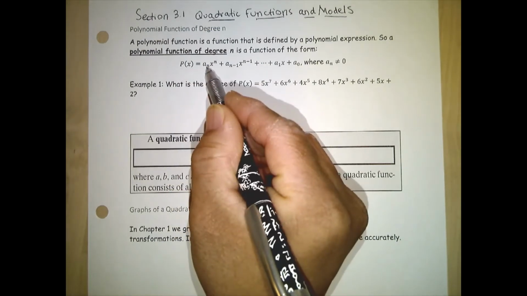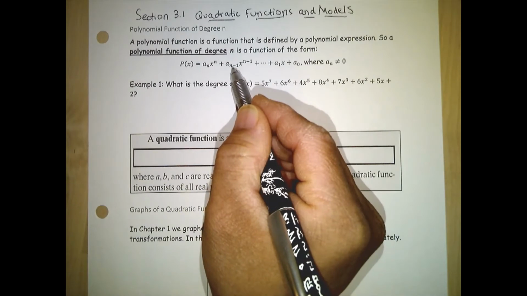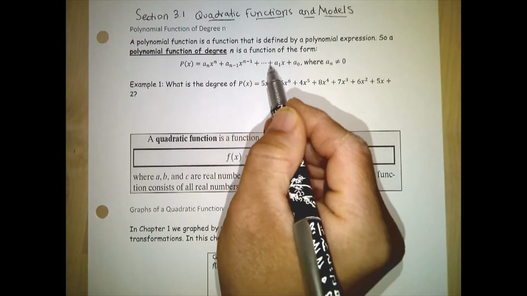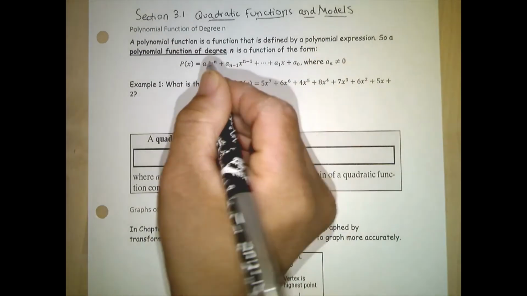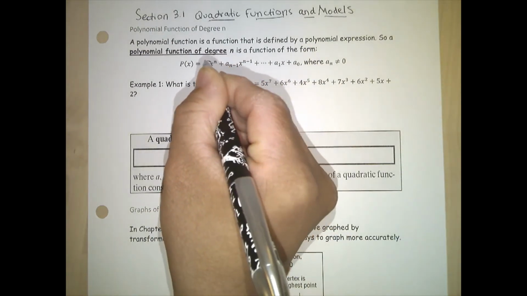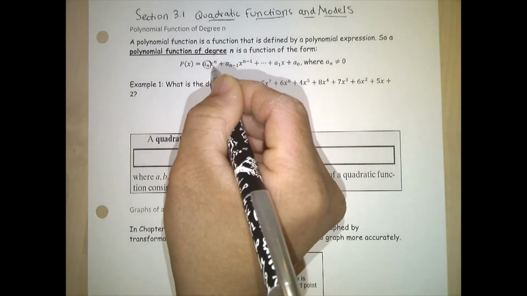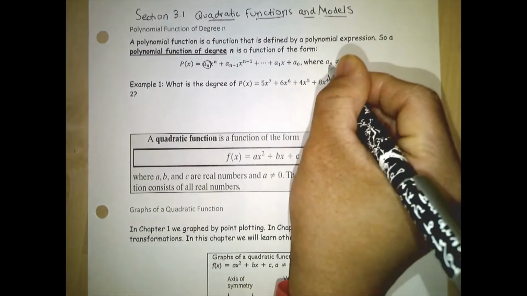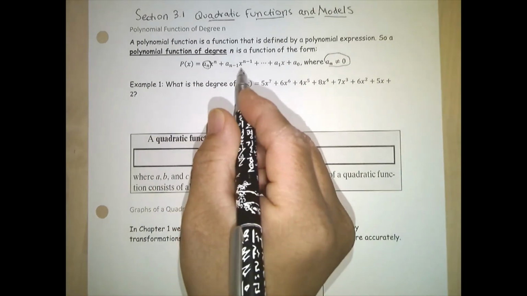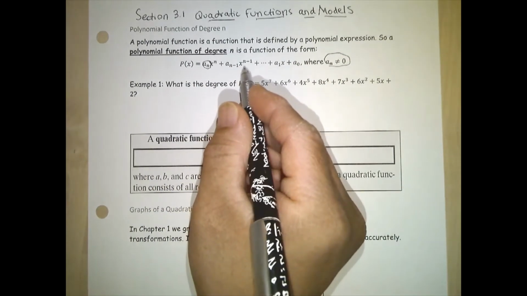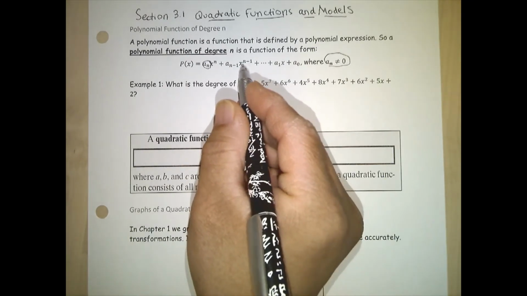P of x is a sub n x to the n plus a sub n minus 1 x to the n minus 1 and so forth, where the coefficient of the x to the n term cannot be equal to 0, because if it was, then this would only be x to the n minus 1 power here.